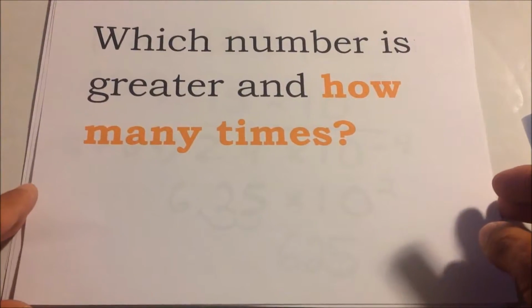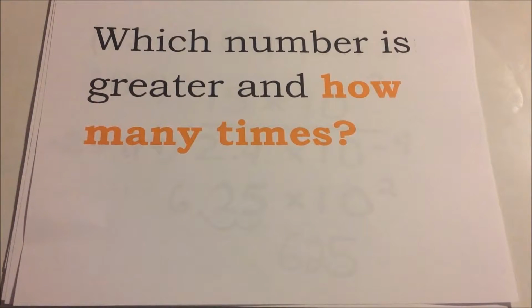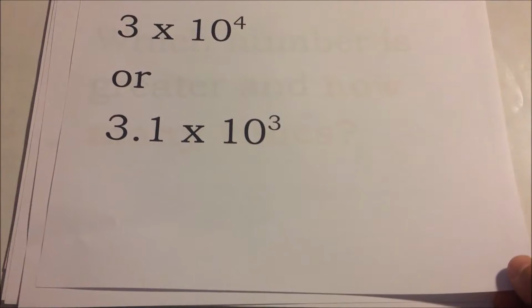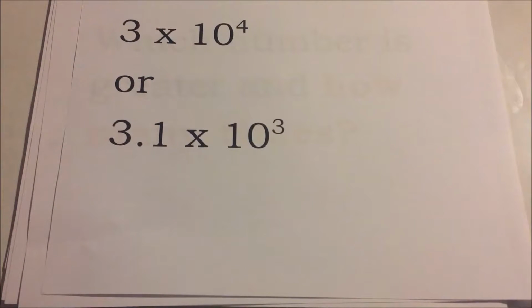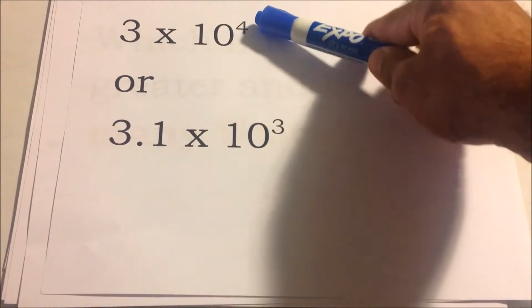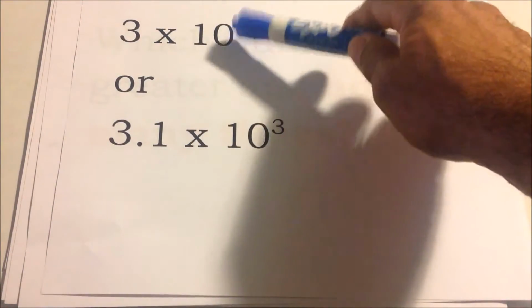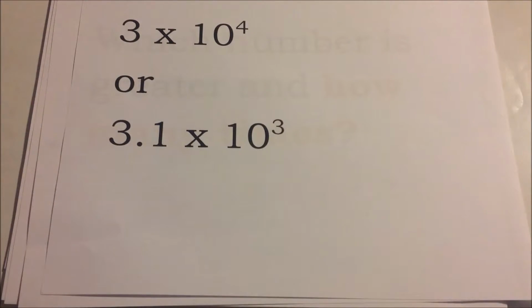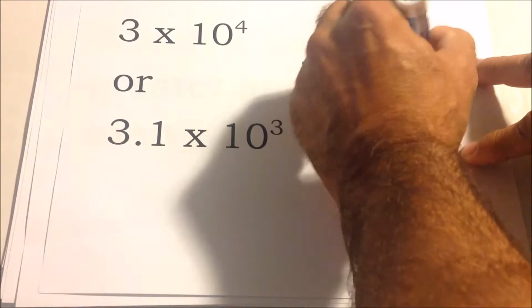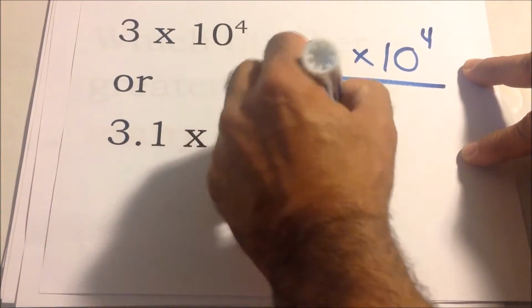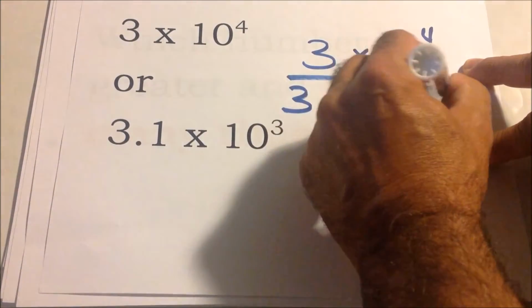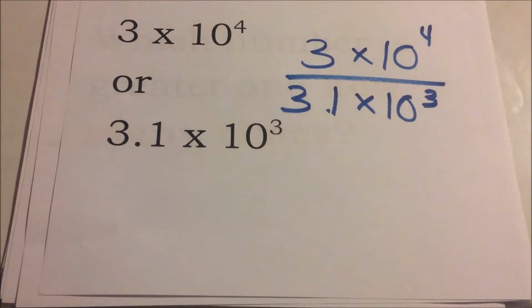So, if you ever get a question which says, which number is greater and how many times? Which number is greater? Would it be 3 times 10 to the 4th power or 3.1 times 10 to the 3rd? Well, the number that has the greatest exponent is the greater number. So we know this one's the greater number. How much greater? Divide. 3 times 10 to the 4th divided by 3.1 times 10 to the 3rd. What did you get?